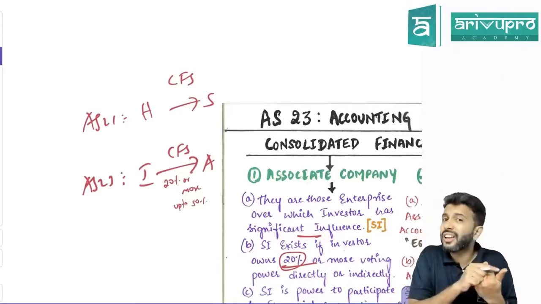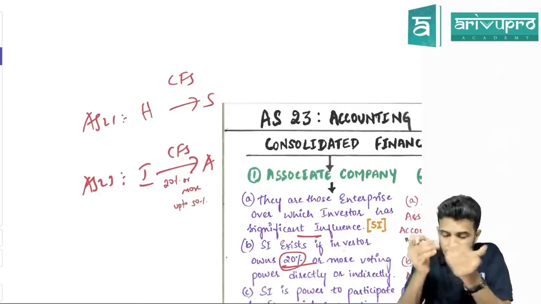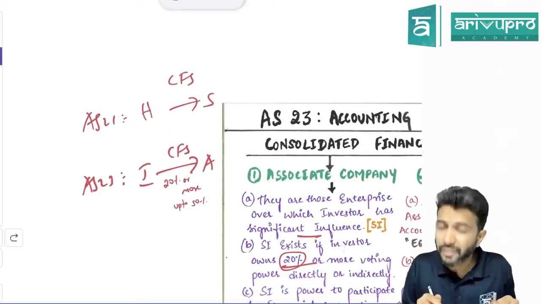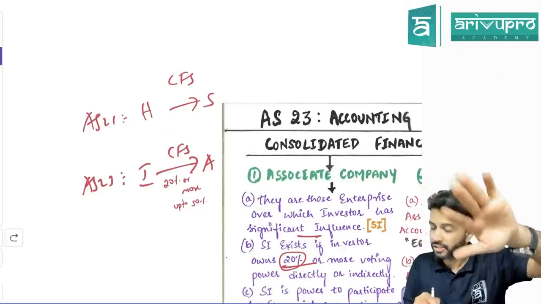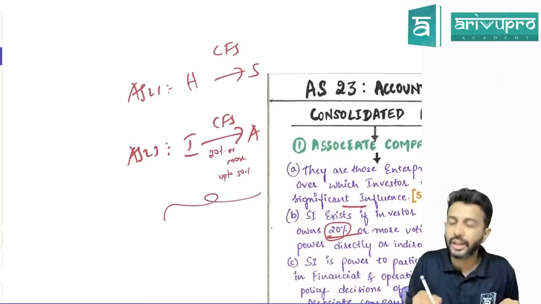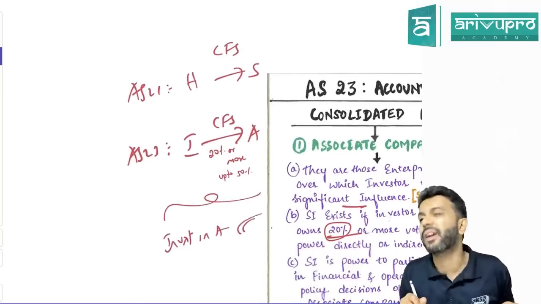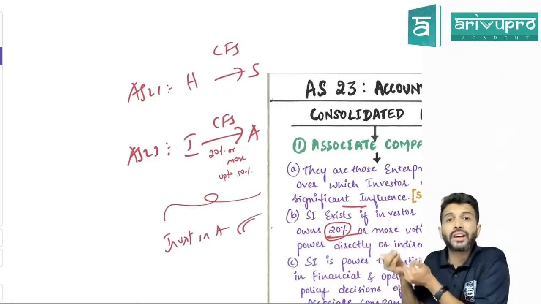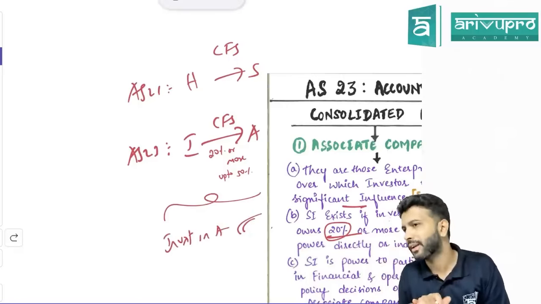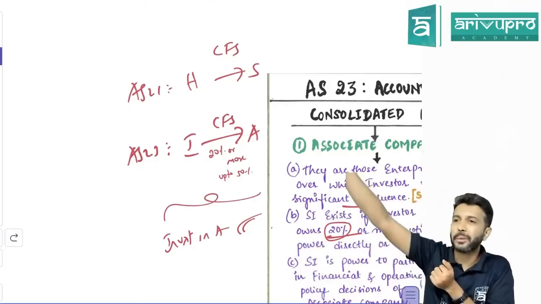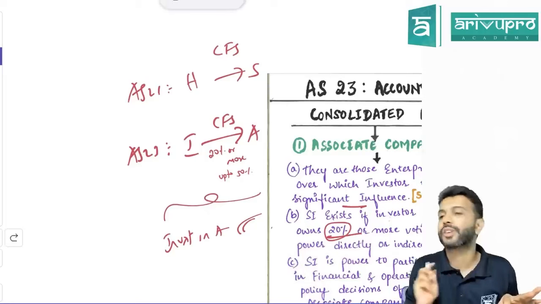When you did subsidiary consolidation, did you show investment in the subsidiary company? No. Instead of investment, you showed goodwill or capital reserve. But in associate consolidation, investment in the associate company will appear. Instead of assets and liabilities, you show investment in the associate company, because we don't control the associate company. So showing assets and liabilities will not make sense, we will only show the investment.